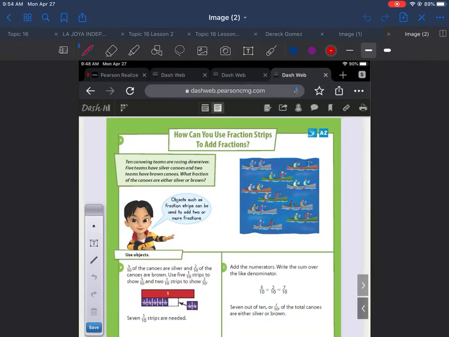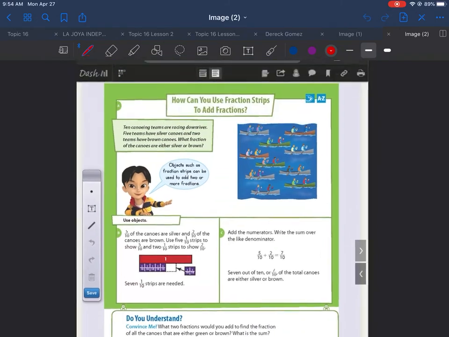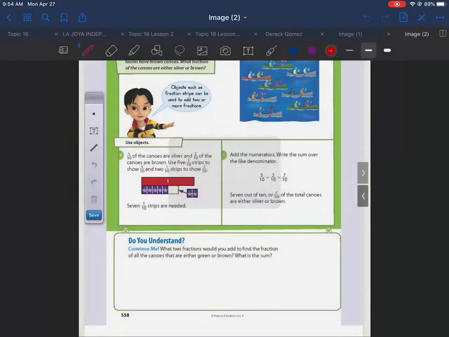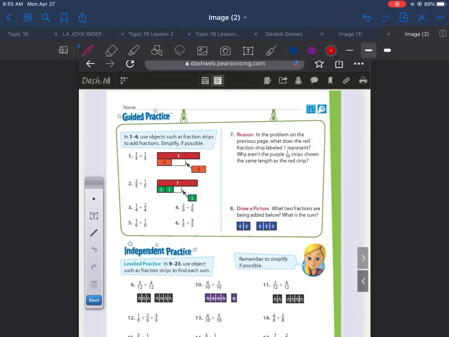So let me go ahead and go into my notes, and we're going to go to the next page, which will be page 558. And what they just did right now is right here in the video. So if you need to go back and review it, it's going to be on page 558. So we're going to start with the practice on page 559. At the top where it says in 1 through 6, use objects such as fraction strips to add the fractions. Simplify if possible.